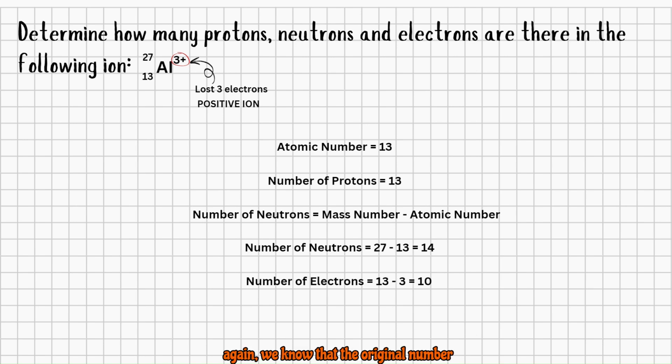For electrons, again, we know that the original number of electrons that the element has is 13 because the atomic number is 13. However, the positive 3 shows us that the element has lost 3 electrons. So we're going to subtract 3 from the original number of electrons, which is 13, and that would equal 10. So the number of protons is 13, number of neutrons is 14, and number of electrons is 10.